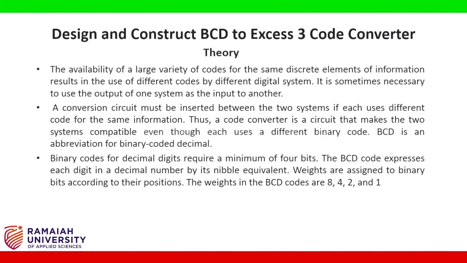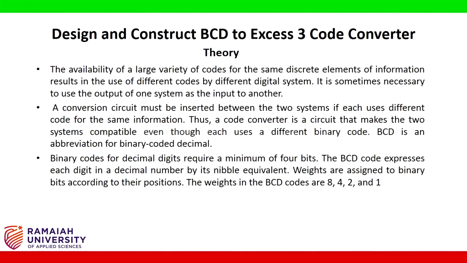The availability of a large variety of codes for the same discrete elements of information results in the use of different codes by different digital systems. It is sometimes necessary to use the output of one system as the input to another. A conversion circuit must be inserted between the two systems if each uses different code for the same information. Thus, a code converter is a circuit that makes the two systems compatible even though each uses a different binary code.